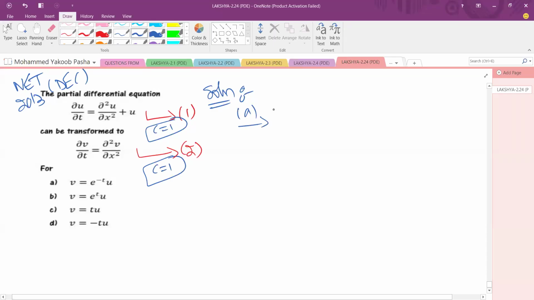Let v is equal to e power minus t into u. Calculate with respect to t.